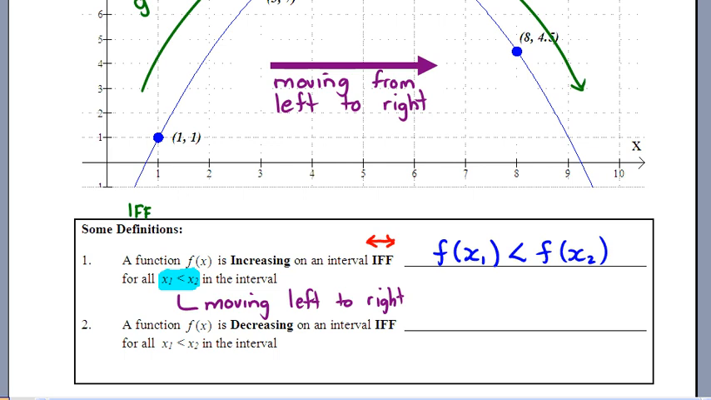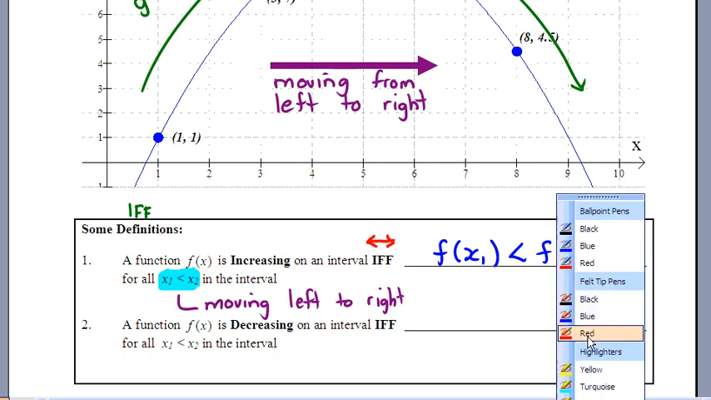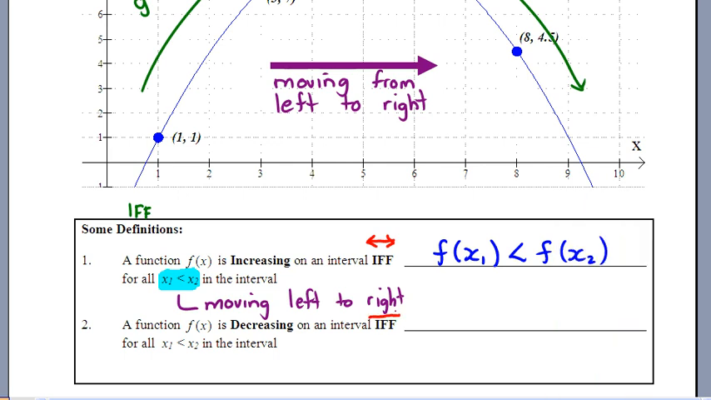A function is decreasing if and only if. So again, it's one of those double-headed arrows. What we're about to write down mathematically is exactly the same thing as decreasing. And it's if, when we check out these y values, that's what these are, right? These are y values. When we check them out, we have to see that we were bigger and then smaller. So that one's bigger than that one. Again, moving from left to right. That's all that this thing says.